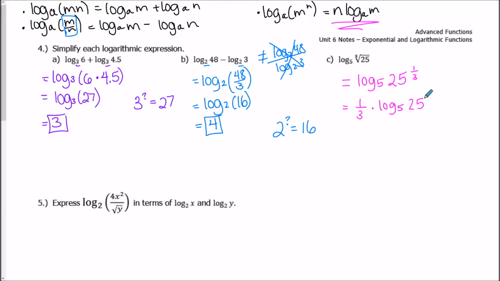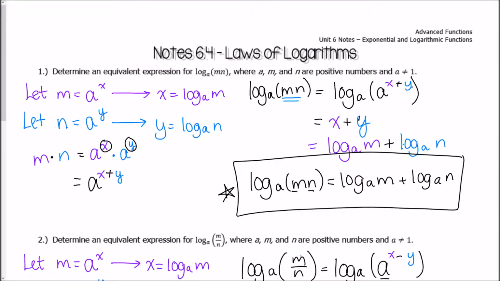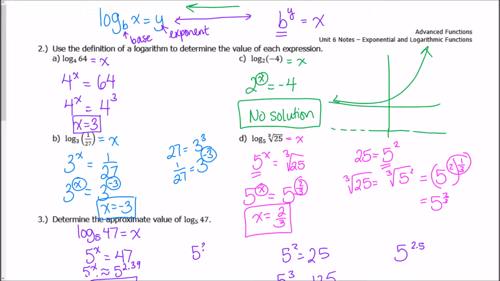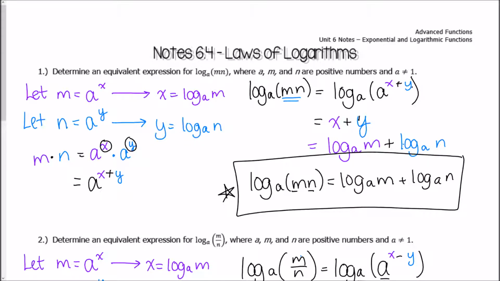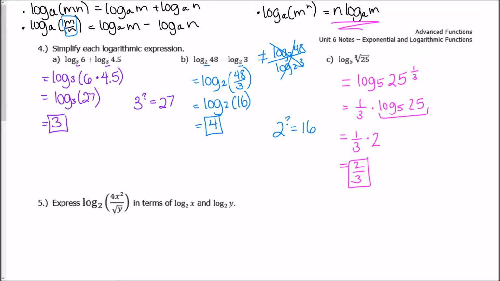Okay, now that I've done that, I can evaluate log base 5 of 25, and we know that that is 2. So it's 1/3 times 2. So my final answer here would be 2/3. And if you look back at our previous notes, we have an example somewhere around here. Yes, on this page right here, we had log base 5 of the cube root of 25. We did it in a slightly different way and we still get the same answer. So that kind of shows you how the laws of logarithms are connected to what we know about exponentials.